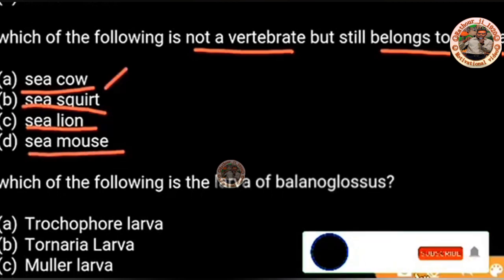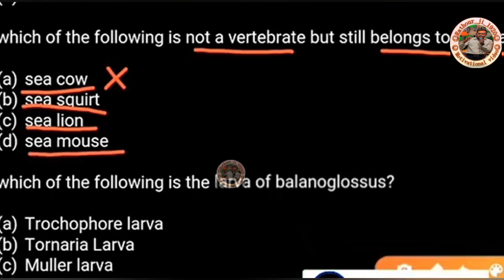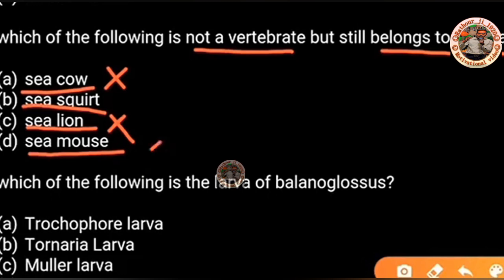Option A, sea cow, which is also called manatee, is a marine mammal, so it is incorrect. Option C, sea lion, is also incorrect because sea lions are pinnipeds which are also carnivores, so they are also mammals and vertebrates. Option D is sea mouse. The other name of sea mouse is Aphrodita and it is a member of phylum Annelida. That's why this option is also wrong. So the correct answer is option B, sea squirt. Sea squirt is not a vertebrate. It is actually a protochordate and present in the subphylum Urochordata. It is also called tunicates.